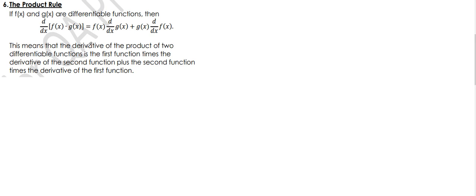This time, let's have the product rule. So, if f of x and g of x are differentiable functions, then d dx of f of x times g of x is equal to f of x d dx g of x plus g of x d dx f of x. This means that the derivative of the product of two differentiable functions is the first function times the derivative of the second function plus the second function times the derivative of the first. Or you could say first times the derivative of the second plus second times the derivative of the first.